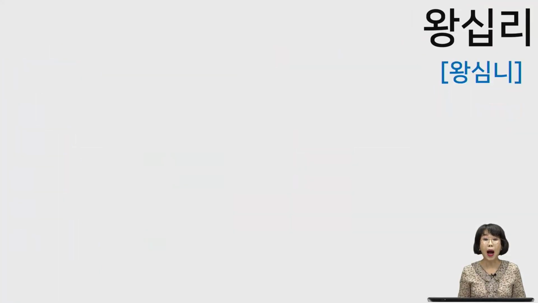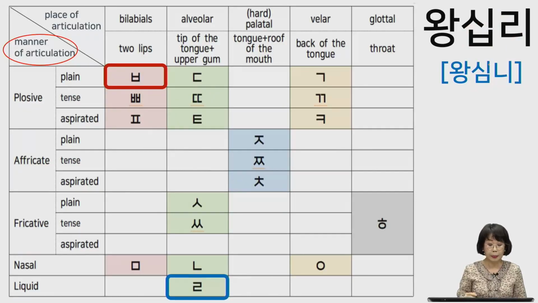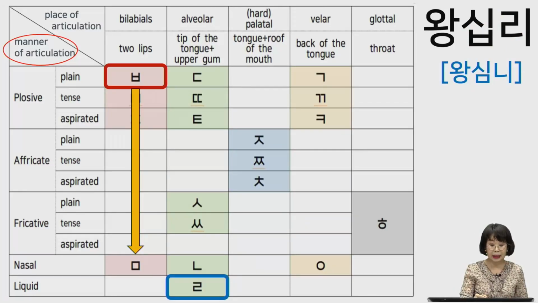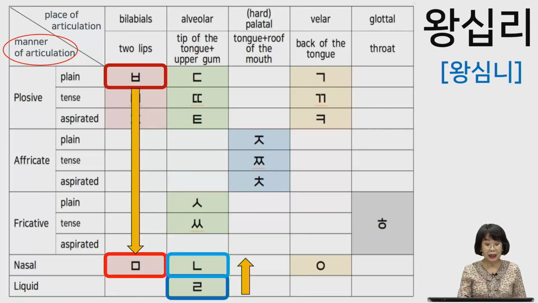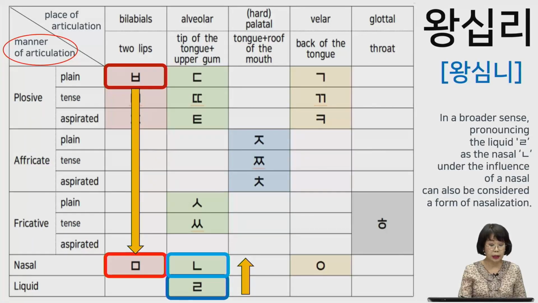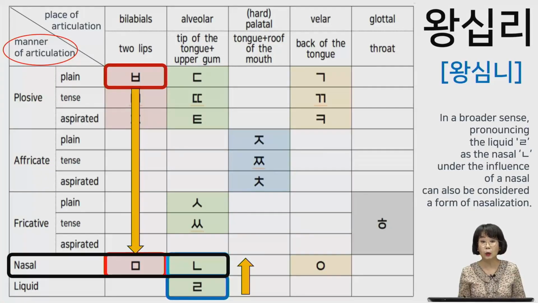왕십리. 부, a plosive, becomes 무 sound. 르 becomes 느 sound, a nasal sound. So there are two nasal sounds, nasalization.